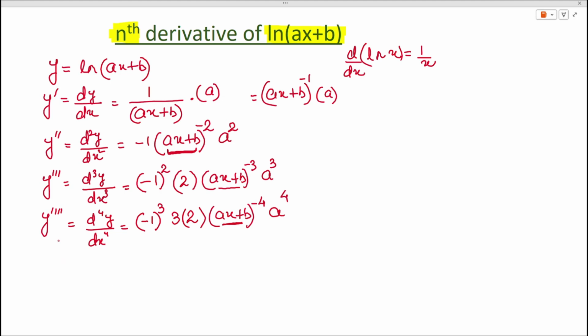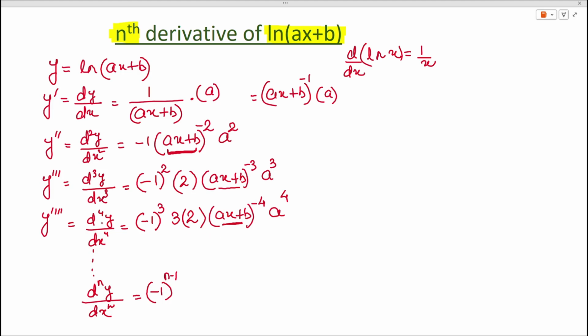Now let us generalize the nth derivative. When it was the second derivative, -1 was raised to the power 1. When it was the third derivative, -1 raised to the power 2. For the fourth derivative, -1 raised to the power 3. So for the nth derivative it is going to be -1 raised to the power n minus 1. It's one number less than 4. That's the exponent of -1.